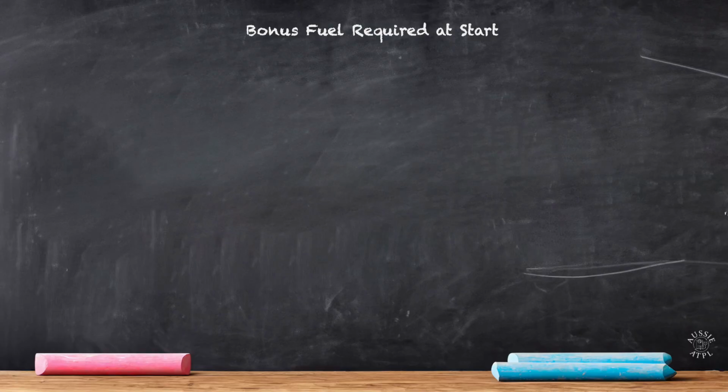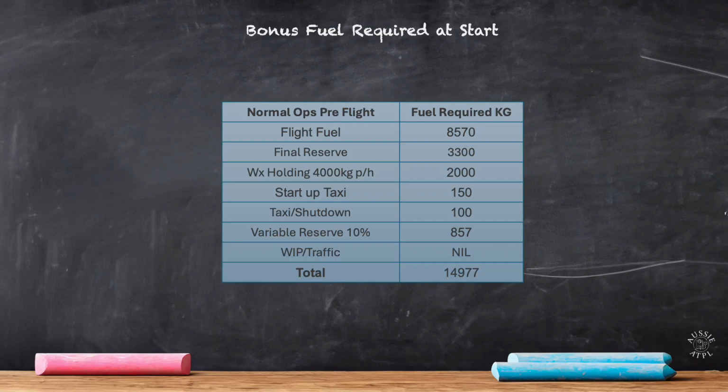So now we'll take a look at our bonus question, which was to find the total fuel required at startup. To do that, we just need the fuel policy, which is found on page 1-17 of the 727 handbook. I've got it here, and you just enter in all the details. So we have our flight fuel, which we found before. Final reserve, since we're pre-flight, it's 3,300.